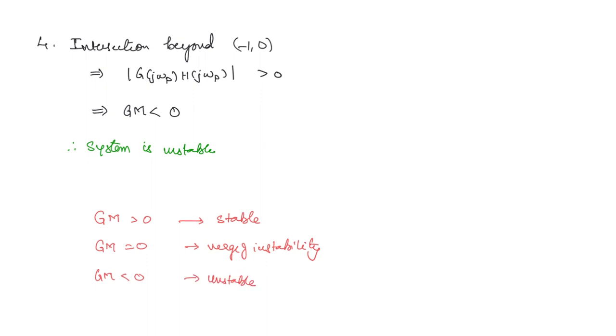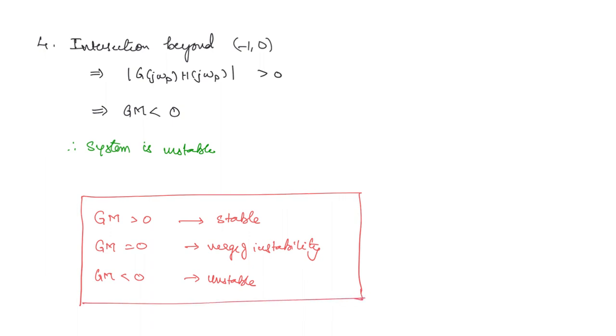Even from the definition of the gain margin, this will become apparent. Gain margin greater than 0 means still some amount of gain can be added before the system becomes unstable, right? GM is 0 means no amount of gain should be added. It is just at the verge of instability. If gain margin is less than 0, then already the limit has been exceeded, so system is unstable. So it is pretty clear from the definition itself. So this is the final conclusion.